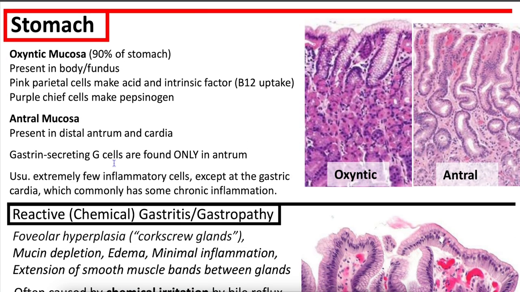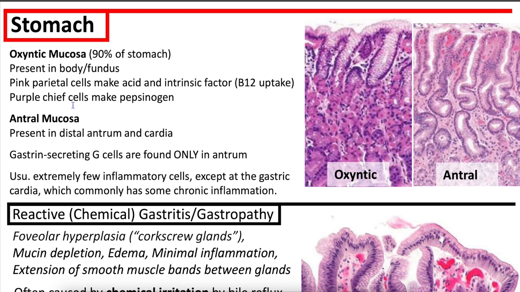Okay, stomach. Histologically, around 90% of the stomach is made up of oxyntic mucosa. These are present in the body and fundus, and you'll have these pink parietal cells that make acid and intrinsic factor for B12, as well as purple chief cells that make pepsinogen. At our institution, we define histologically that it's oxyntic mucosa when we see the chief cells.